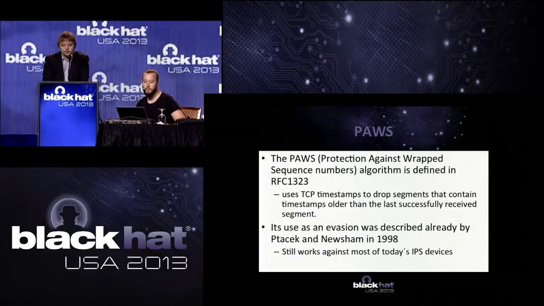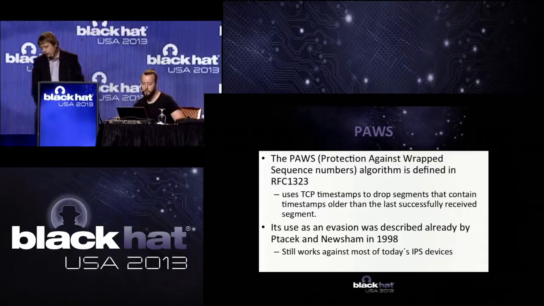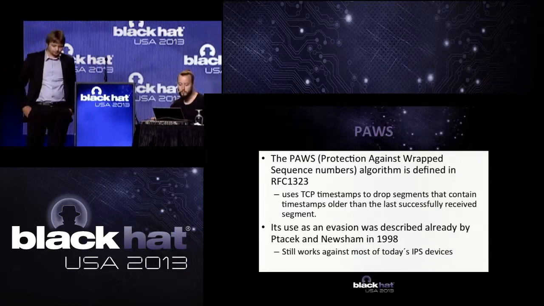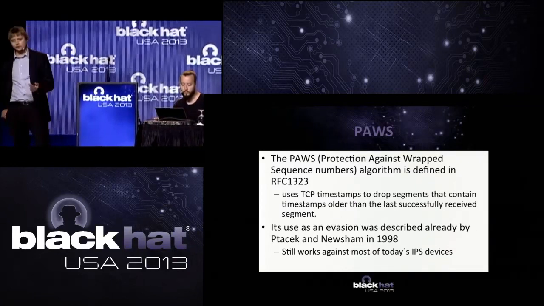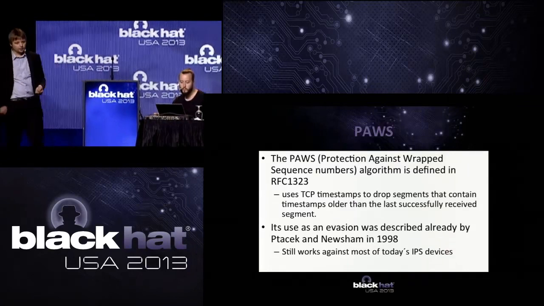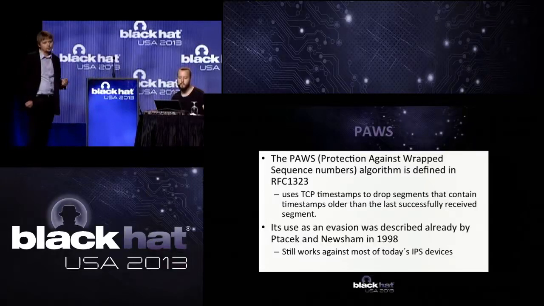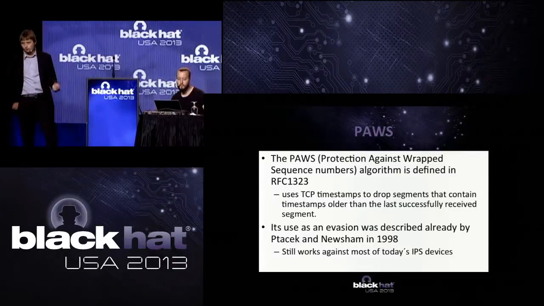Then there is PAWS elimination, protecting against proper sequence number evasion. This is a really nice evasion technique. Basically, with this evasion we use the TCP timestamp to drop segments that contain a timestamp older than the last successfully received segment. Nowadays almost every TCP connection utilizes timestamps. In order for a packet to be a valid TCP segment, we need to have the right sequence numbers, but then there is also the timestamp, and if the timestamp is not correct, then the packet will also be dropped.